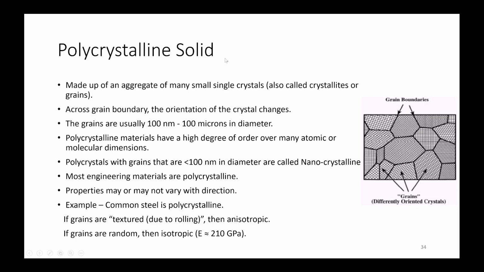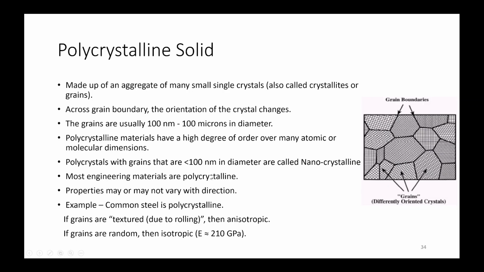Other category, polycrystalline solids. These are made up of an aggregate of many small single crystals, also called crystallites or grains. Now across a grain boundary, the orientation of the crystal changes. The grains are usually 100 nanometer to 100 microns in diameter. Polycrystalline materials have a high degree of order over many atomic or molecular dimensions. Polycrystals with grains that are less than 100 nanometer in diameter are called nanocrystalline. So if the size of the grain is lesser than 100 nanometer, then this material will be called nanocrystalline.